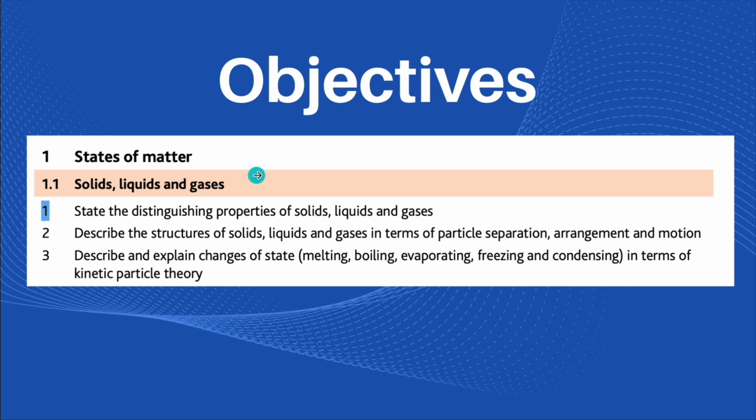Now these are the objectives for our class today. You can check the syllabus. I have screenshotted this part of the syllabus that we'll be covering in this video today. These are the three bullet points that we need to cover: the distinguishing properties, the structures and the changes of state, which we'll get into at the end. So let's get right into it.